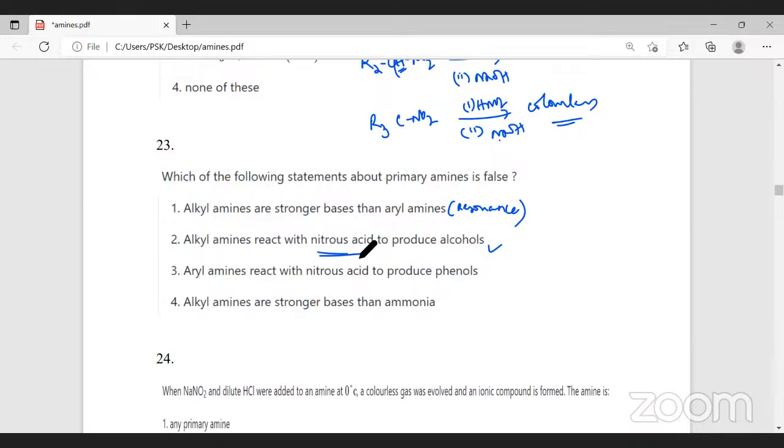The nitrous acid test is performed to distinguish between primary, secondary, and tertiary amines. Aryl amines react with nitrous acid to produce phenol. So aryl amine will not react with nitrous acid to form phenol. Therefore, this is the wrong option. Aryl amines are stronger bases than ammonia. Alkyl amine, this is also true. This is a wrong statement. Hence, the answer for this question is option 3.